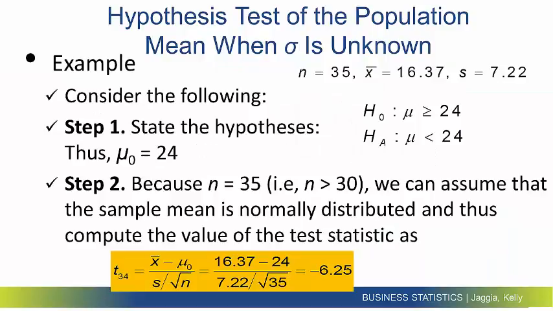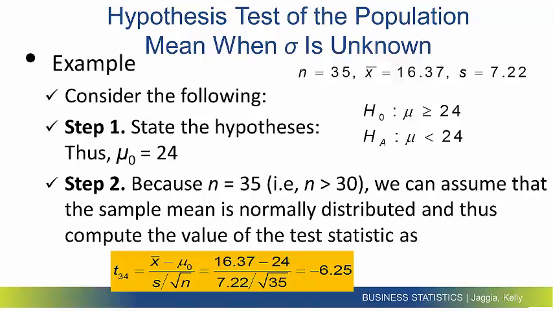Here is an example from your book. The research question is to do with university students, on average, studying less than 24 hours per week. As you can see, this research question is reflected in the alternative hypothesis, and the null is the exact opposite. Now assume a random sample of 35 students is selected and the sample mean is 16.37 hours with a standard deviation of 7.22 hours. Please note this is a sample standard deviation, not sigma, the population standard deviation.